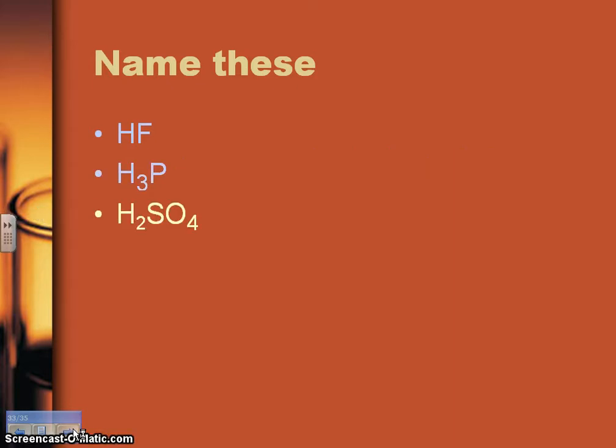H2SO4. This is the example we had previously. Sulfate has an oxygen in it. It's one of our polyatomic ions. This means it's an oxyacid. We're going to name this by just naming the polyatomic ion, which is sulfate, but we're going to change the suffix to an ic ending, and sulfuric acid.